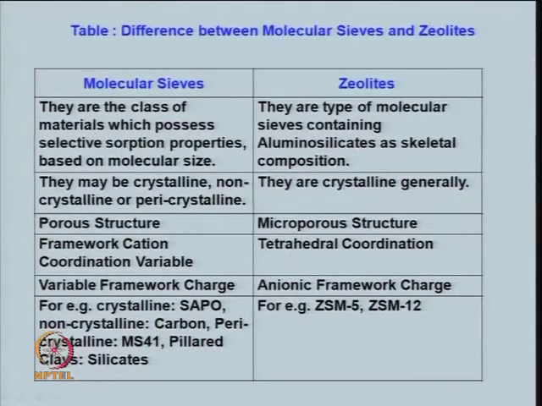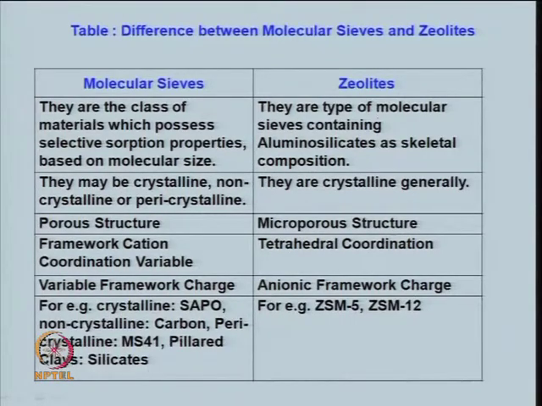Zeolites are a class of material which possess selective adsorption property. They have very good adsorption property because, as I said, they are sieve selective, and the sieving action is very important in terms of the pore diameter. So, diffusion may be a governing process here. The selective adsorption is based on the molecular size. In contrast, molecular sieves in general are not limited to aluminosilicates, whereas zeolites contain aluminosilicates as the skeletal composition. They have 3D structures containing aluminum and silicon in a cage-type structure.